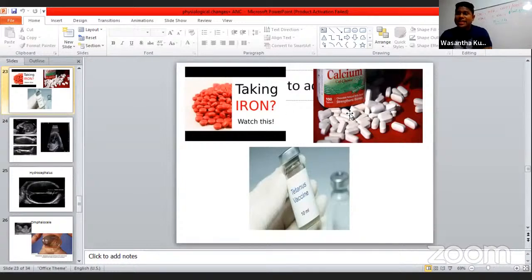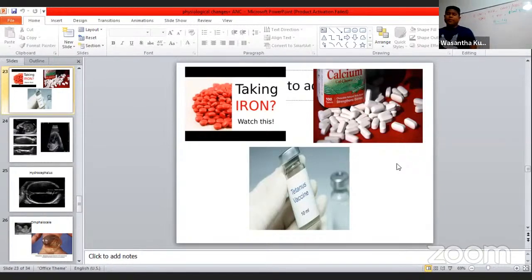Remember, iron and calcium are not given together. Why don't we give iron and calcium together? Because if you give them together, absorption is less, especially the iron absorption. So give iron in the morning and calcium in the evening, or vice versa.